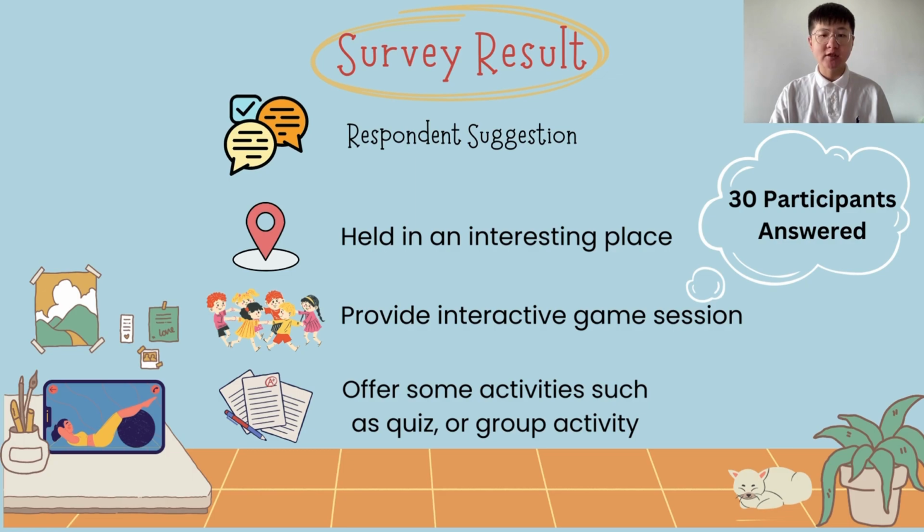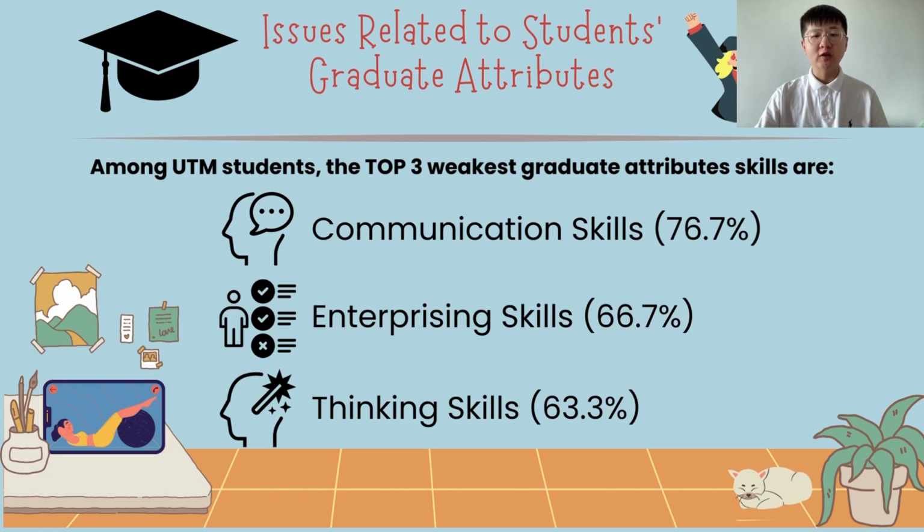It is very important for UTM students to have good graduate attributes. However, according to the results of the survey form, there are many graduate attributes that are the weaknesses of the students. The top three weakest graduate attribute skills are: 76.7% of the students have communication skills weakness, 66.7% of the students have interpreting skills weakness, 63.3% of the students have thinking skill weakness.